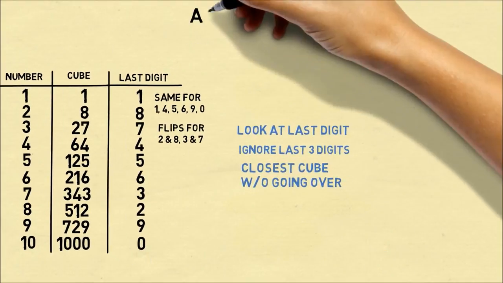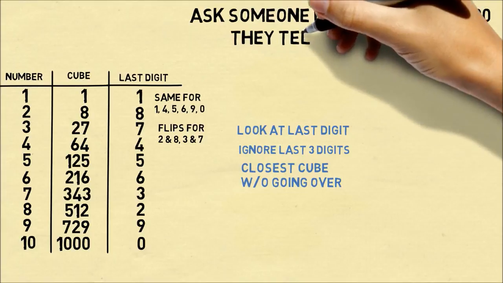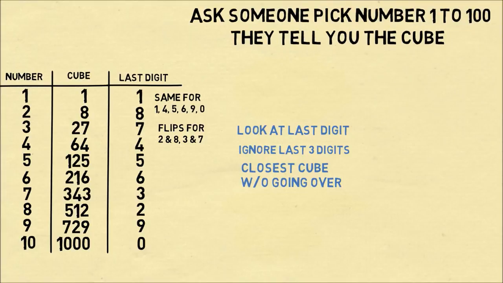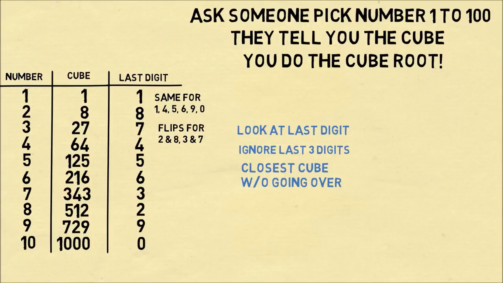So why would this ever be useful? So here's a trick you can do. Ask someone to pick a number from 1 to 100, and just think about it secretly. Don't have them tell you the number. Have them cube the number on a calculator. And once they cube the number, they tell you the cube, and you instantly can tell them the cube root by using this table and using the trick.